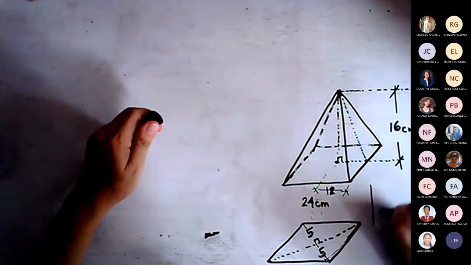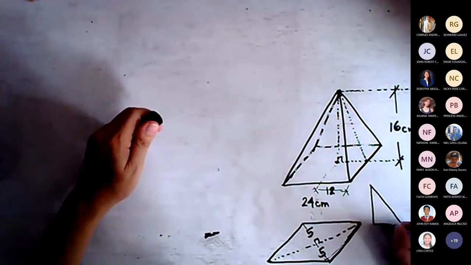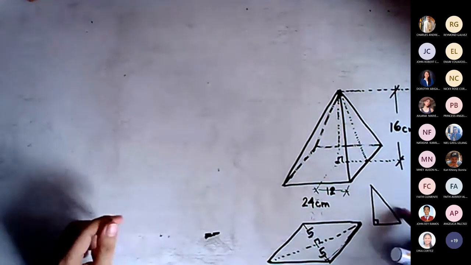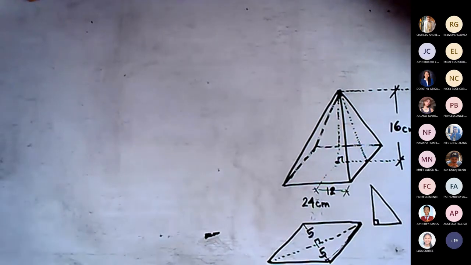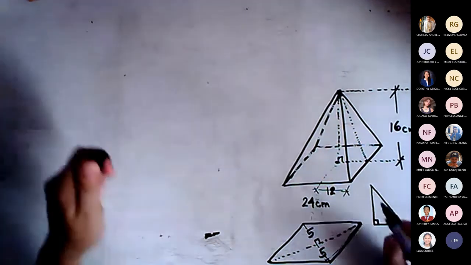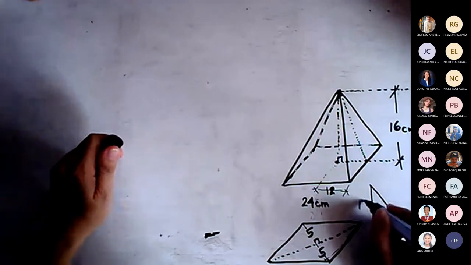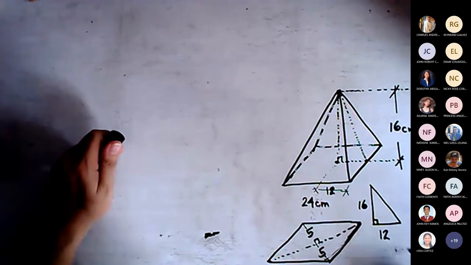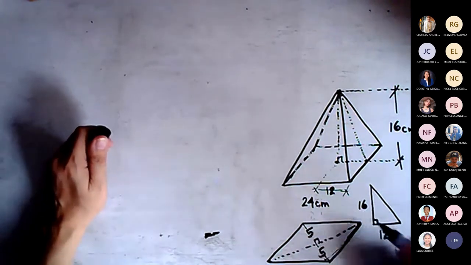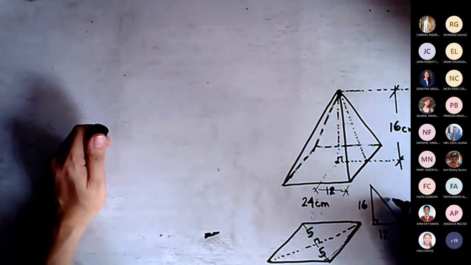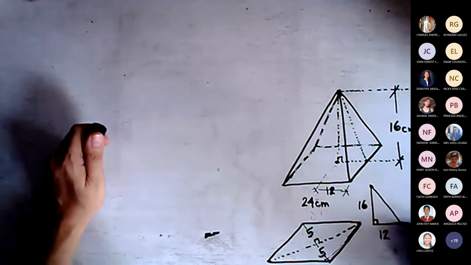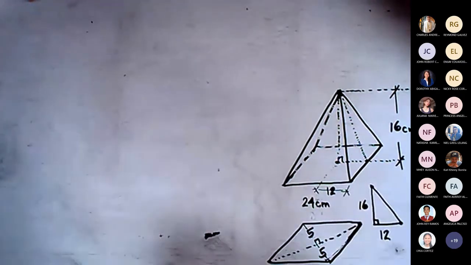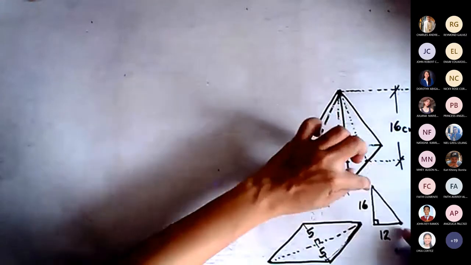You would notice that if we isolate that particular figure, we can create a right triangle. Okay. So this is our right triangle. And you would notice, what is this height? This is 16. What is this side? This is 12. Okay. So this is 16 centimeter. This is 12 centimeter. And this one, how do you call this one? What's the value of this? If this is 16, this is 12, how do you call this one?